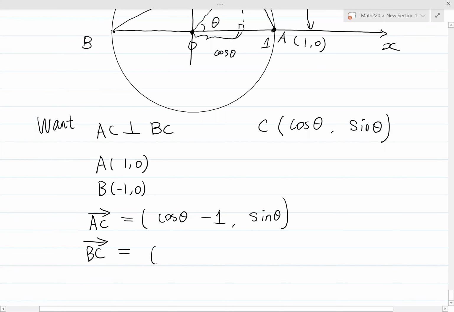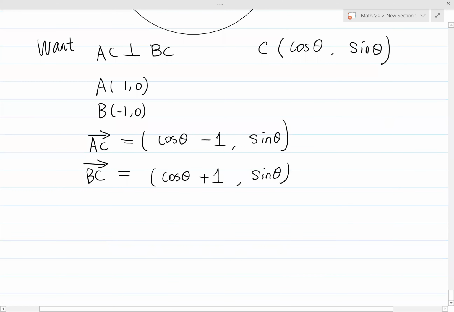The x coordinate of C minus the x coordinate of B, so we get cosine theta minus negative 1, so it's plus 1. And sine theta again minus 0, we again get sine theta. So use the dot product: AC dot product with BC. Remember the dot product: we multiply x coordinate with x coordinate, y coordinate with y coordinate, and then add the components.